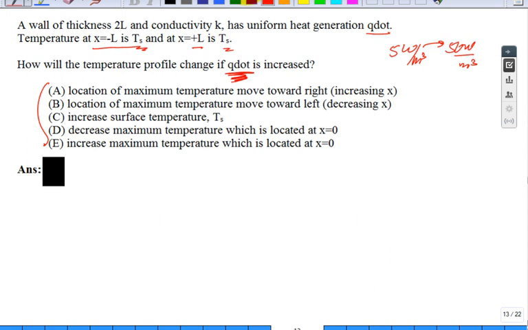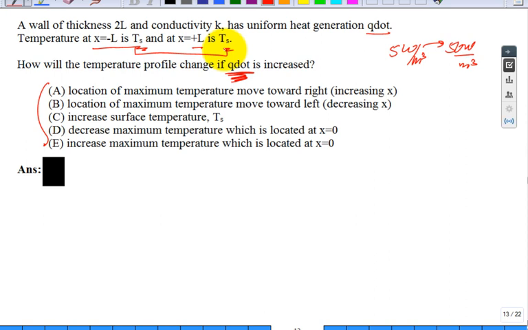Yes, sir. I have a question. How do we know that it's going to be symmetric about the wall? It won't be if the two temperatures are not the same. But if they're the same, it'll be symmetric.